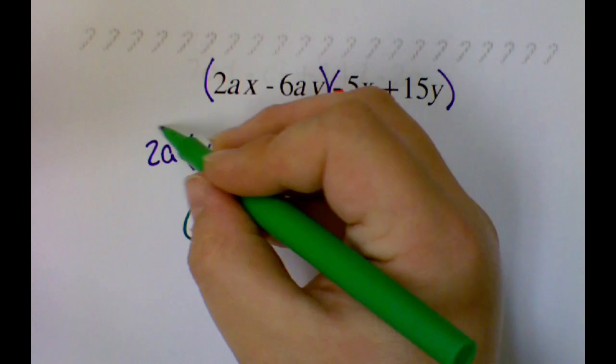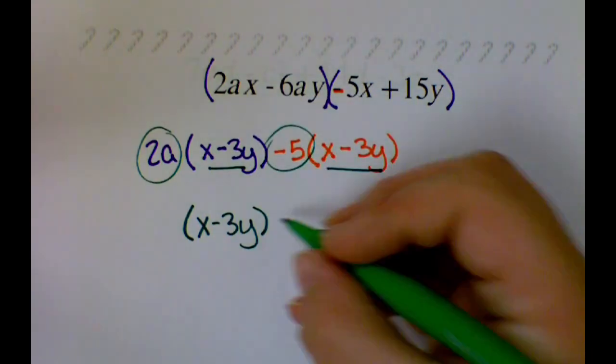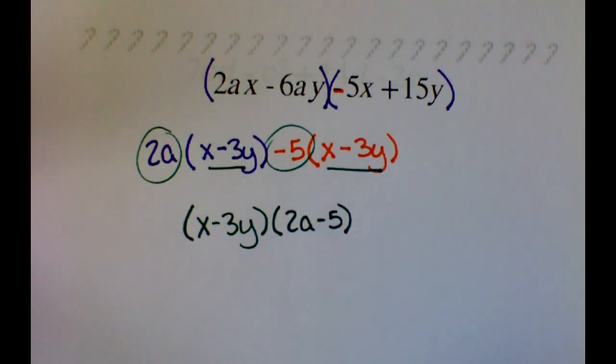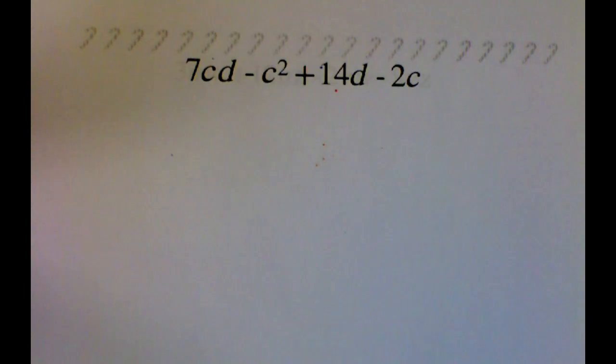The other one comes from these 2 GCFs. So it'll be 2a minus 5. And I don't care if you put the 2a minus 5 first or the x minus 3y first. That is factoring by grouping. So let's do some more.